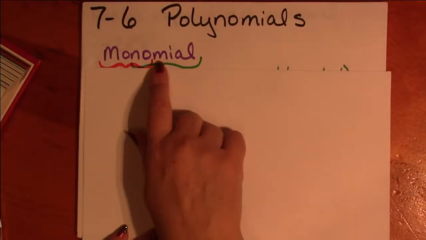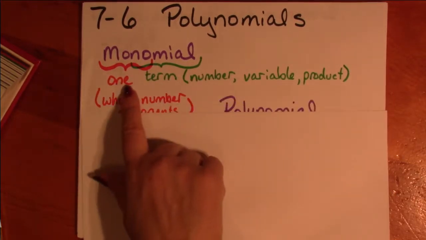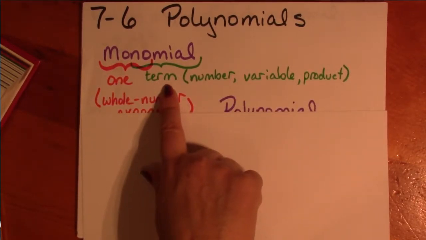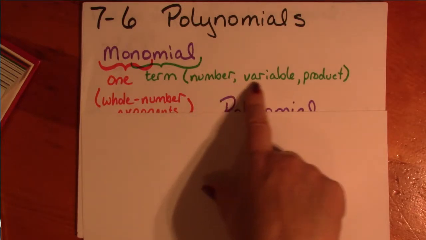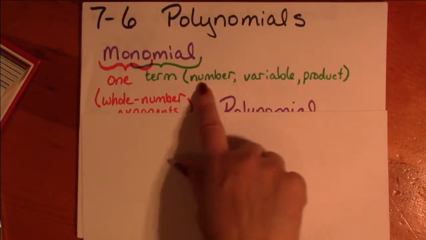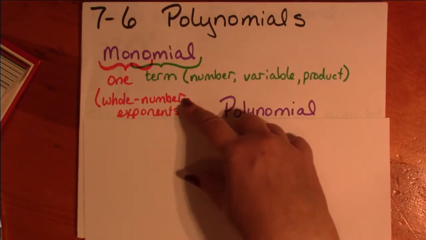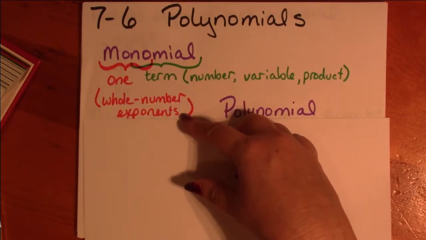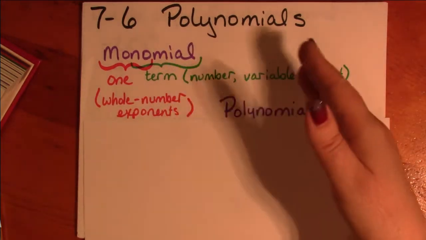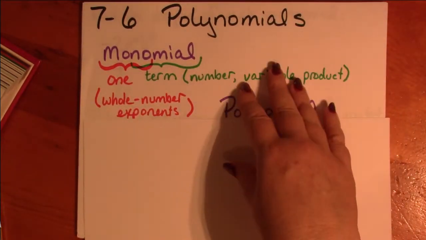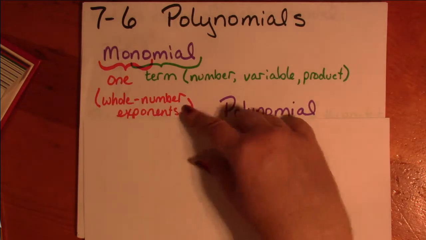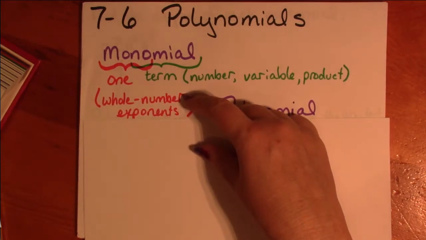Now, a monomial means one term. And the term is a number, it could be a variable, it could be a product of a number and a variable, anything like that. And by that, they mean it has whole number exponents. So this includes numbers like x and 5 and 5 times x to the fourth and things like that. But not fractional or negative exponents.